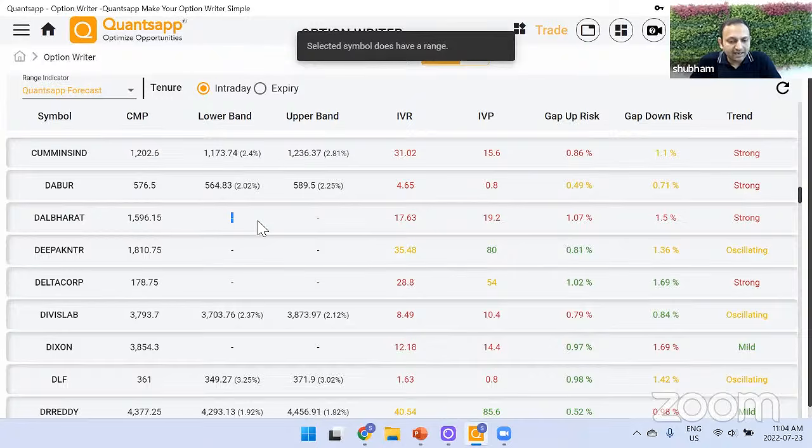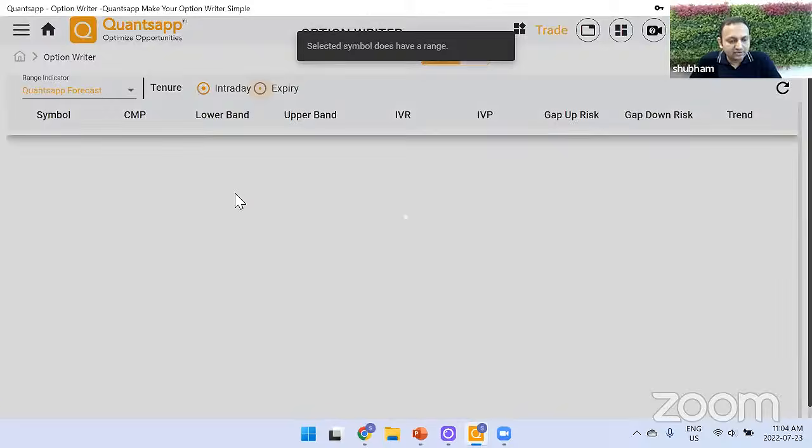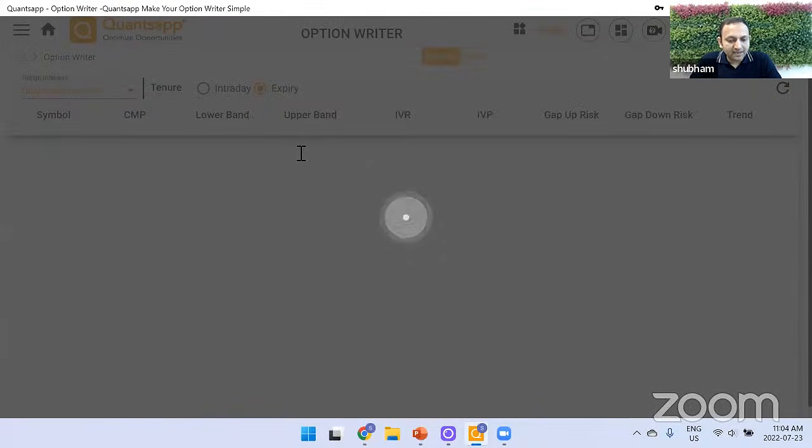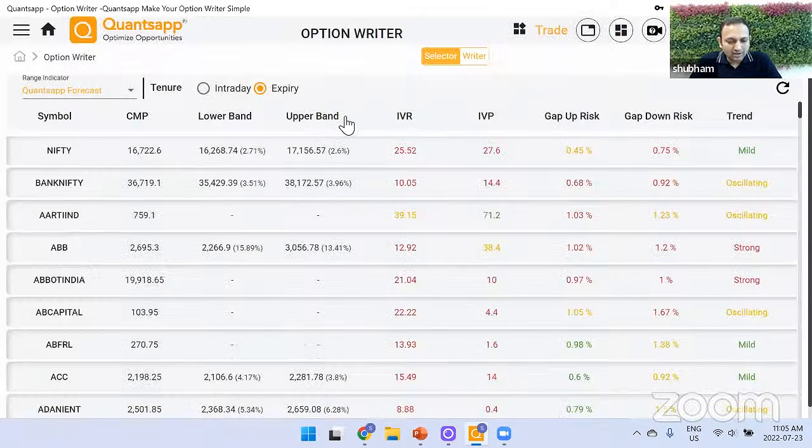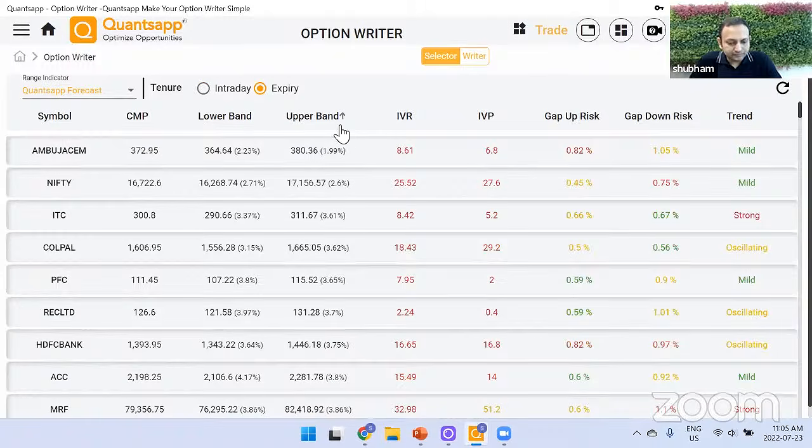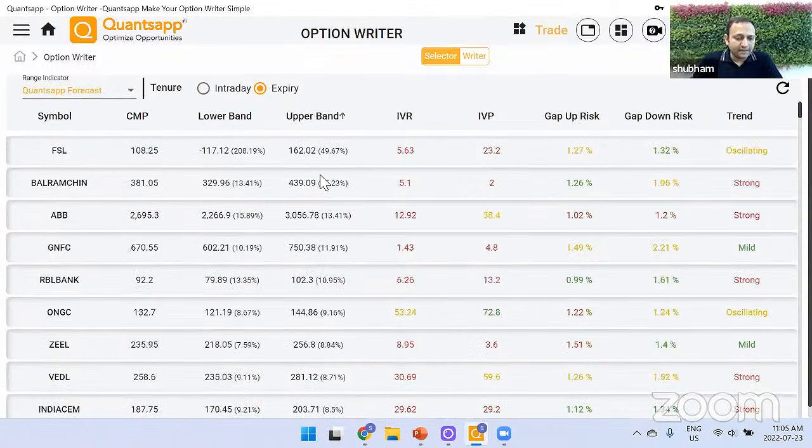If I want to see for expiry, I can just click on expiry, and for all the instruments, I can see which upside and downside I should be writing. You can see Nifty: if I'm writing for expiry, the upper range is 17,156. If you want to do some sorting, you can do that to see which options are very far away. If I'm selling ABB, I will have to sell 13% up call options and 15.6% down put options. Why? Because ABB has been very volatile of late, right? So for stocks also, you can get signals accordingly.